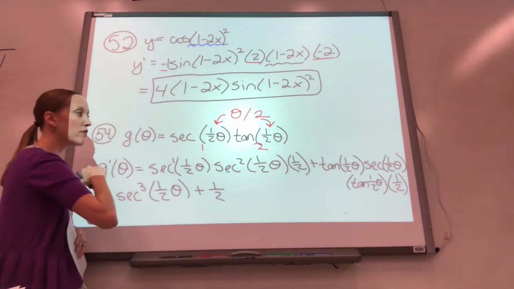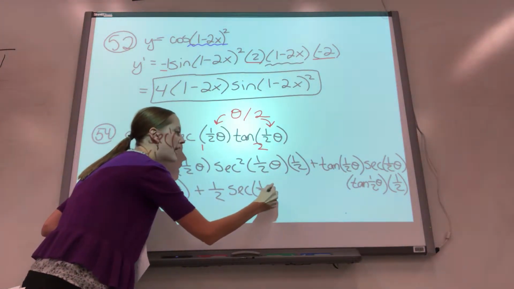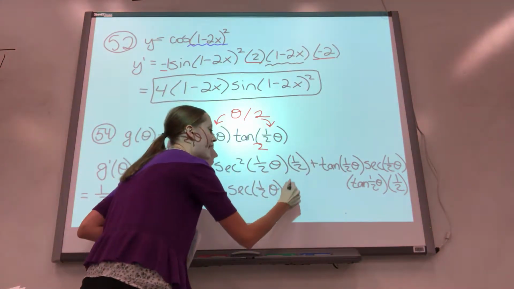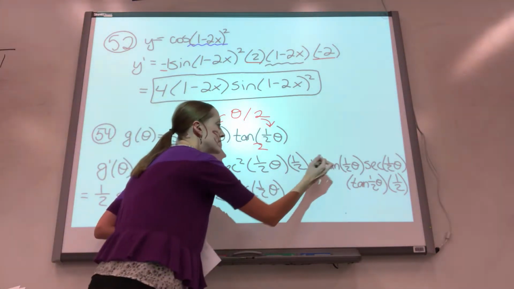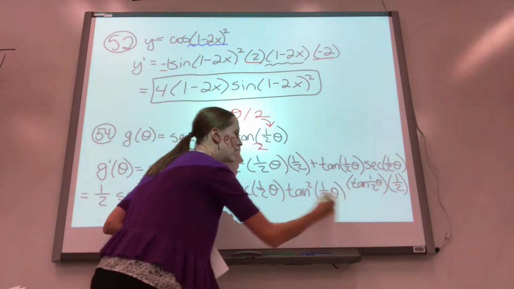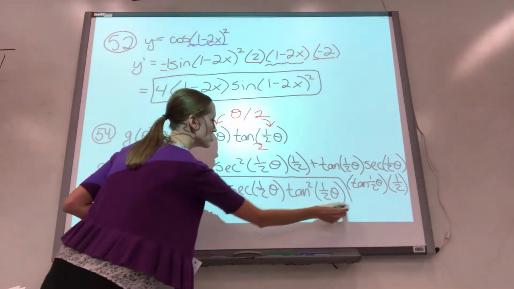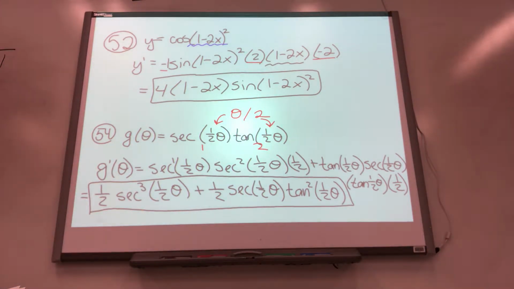Pull the 1/2 out front. There's only one secant of 1/2 theta, but there's two tangent of 1/2 thetas. So I guess I don't have to put parentheses around the whole thing. Tangent times tangent, that would be tangent squared of 1/2 theta. If you wanted to pull something out front, you could. I may just leave it like that though, since there's no denominator, it wouldn't really reduce.